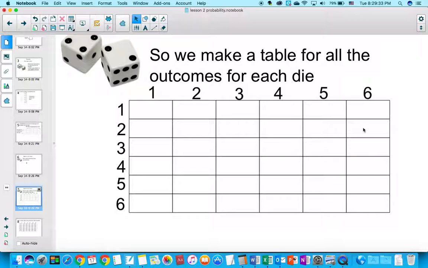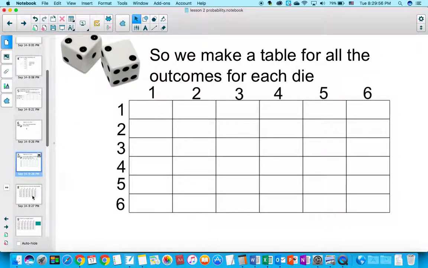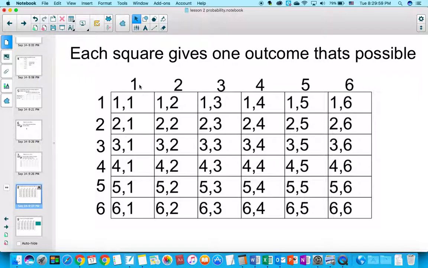So what is the probability of getting 2 ones? Right here. And there's no way to get another set of 2 ones, so you know that it would be 1 out of the total number of outcomes. So you can look and see what the total number of outcomes are, and you can see what each outcome is. So we'll fill this in, and we'll get a table that looks like this, right? Rolling 1 on one die, rolling 1 on another die, rolling 2 on one die, rolling 1 on the other die, 3, 4, 5, 6, and then 2 on this side, all the way up. And so each square gives one outcome that is possible for our events.